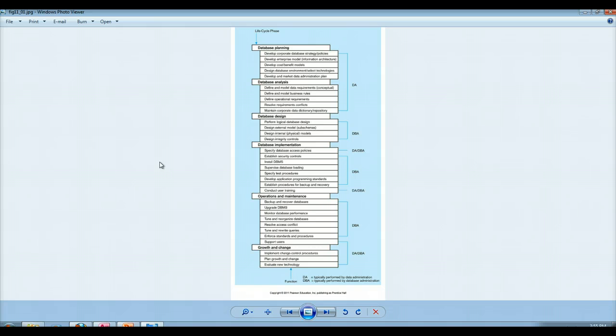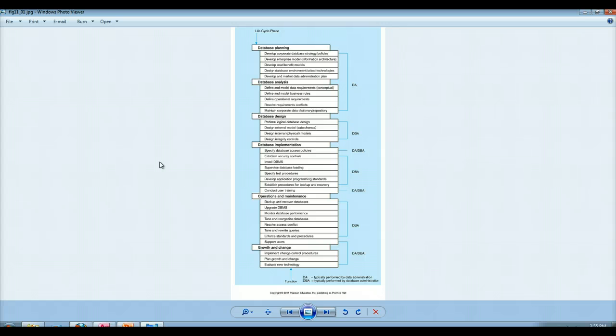Then we've got the database implementation, where we're actually installing the database and whatnot. So, first of all, when you first implement the database, you have to figure out who's going to have access to what. So that is a function performed dually between the data administrator and the database administrator. The DBA puts in the security controls and actually installs the database management system. And then user training is handled co-jointly, again, by the data administrator and the database administrator.